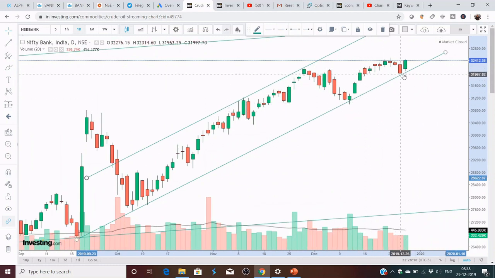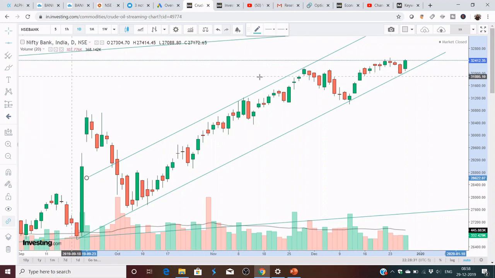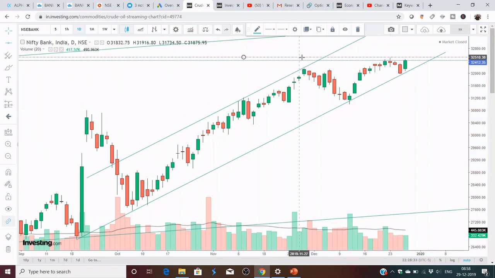It's a very steep move. If you can see, there is a very steep move, and the market has reversed from this channel bottom. And this level will be very critical, 32,500. It has to break that level to go above.